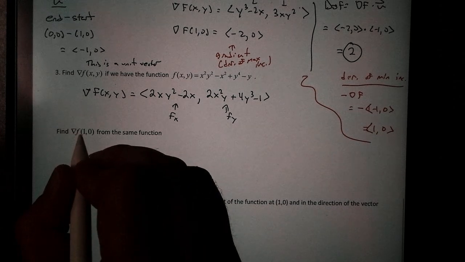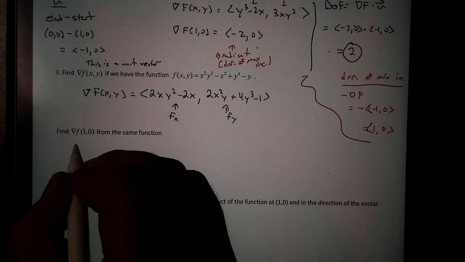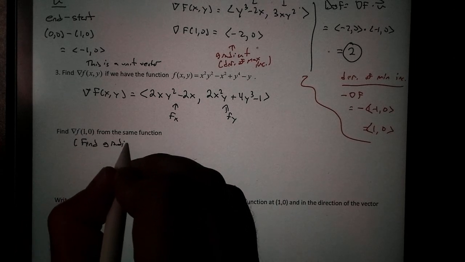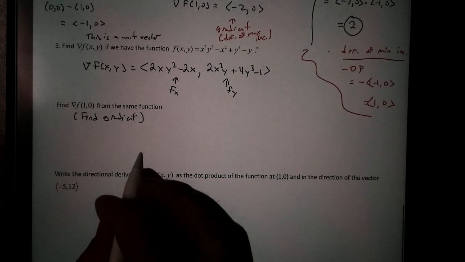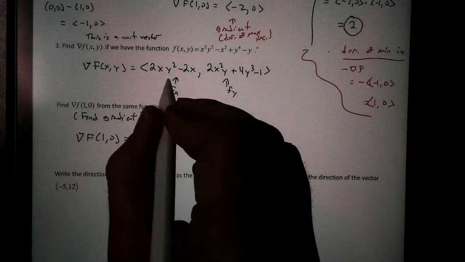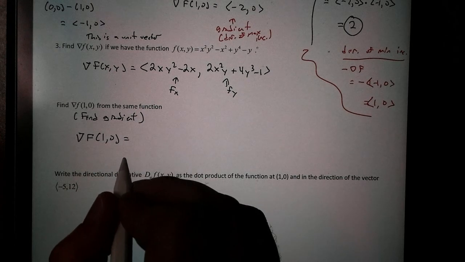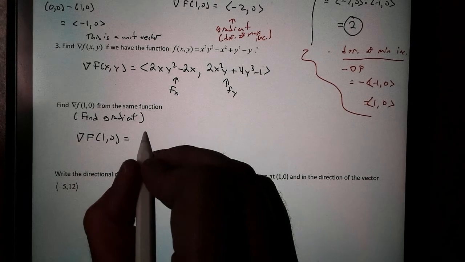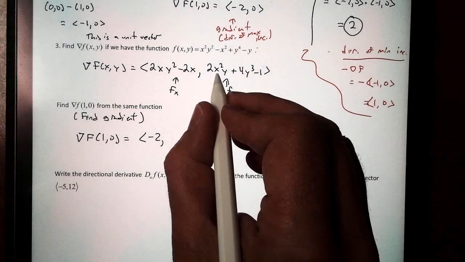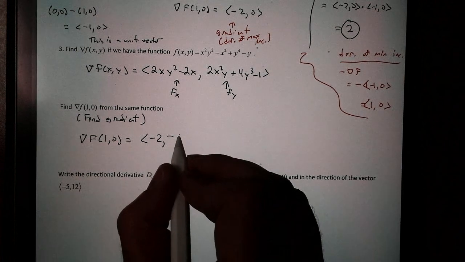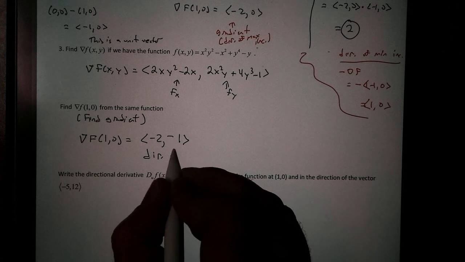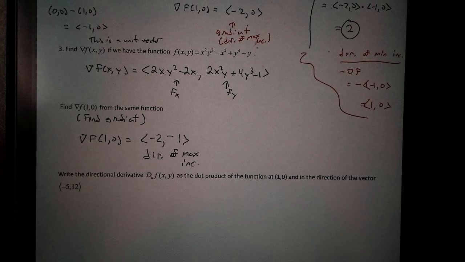Next it says find del f of (1, 0). Remember, this is really saying find the gradient. That's what this is telling us right here. We want to find that gradient. So I'm going to plug (1, 0) into my function up here. Let x be 1, y be 0. That's just going to become (-2, -1). Now remember, this is our gradient. In other words, it's the direction of maximum increase.